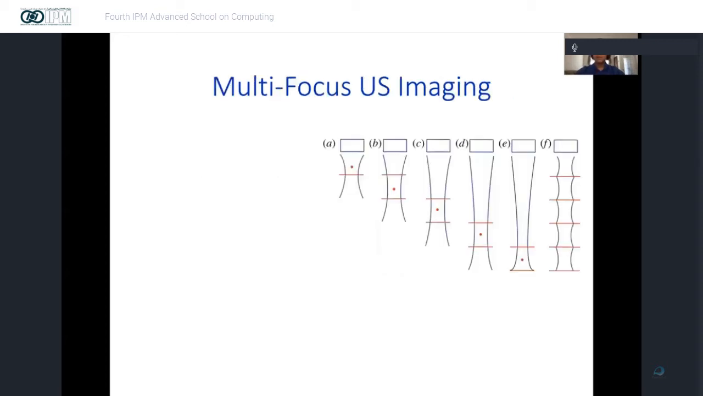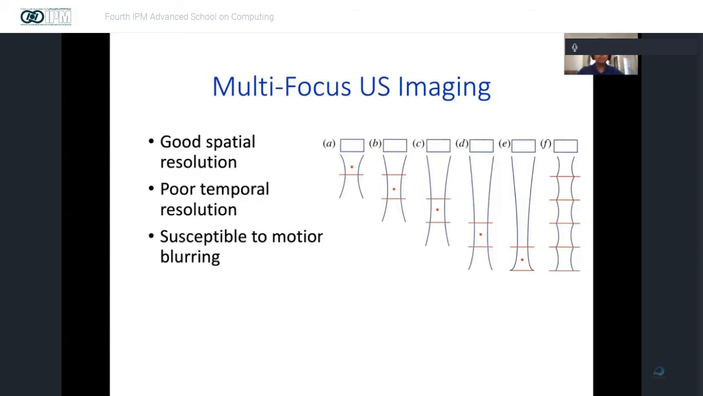Now, the solution for that is that we can perform multi-focus ultrasound imaging. So we focus the image at different locations and then we average all of them into this image. What we get is excellent spatial resolution, but depending on how many focal points we have, our temporal resolution drops. So here we have 1, 2, 3, 4, 5. So our temporal resolution drops by a factor of 5.